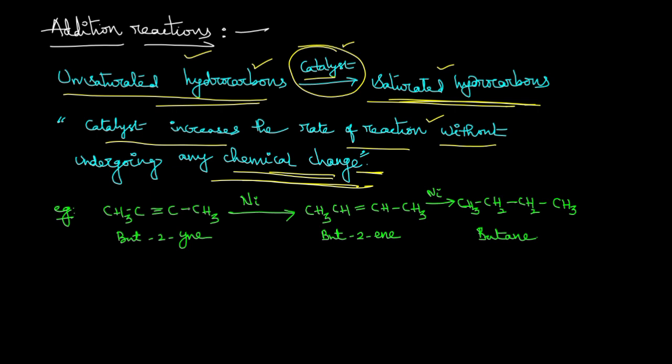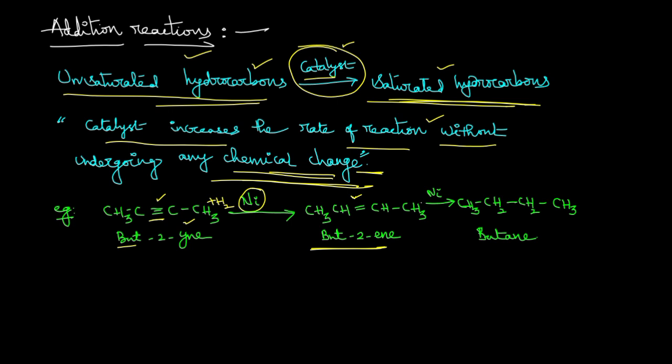Here, 1, 2, 3, 4, so it is butyne, and here is a triple bond, so butyne. So I am going to add hydrogen to this. In the presence of nickel, it is converted to butene, meaning the triple bond is broken and it becomes a double bond.